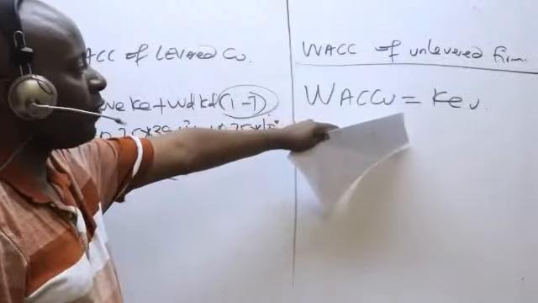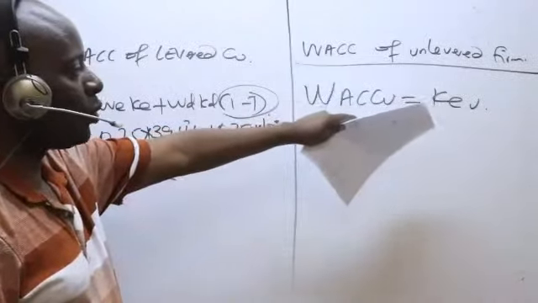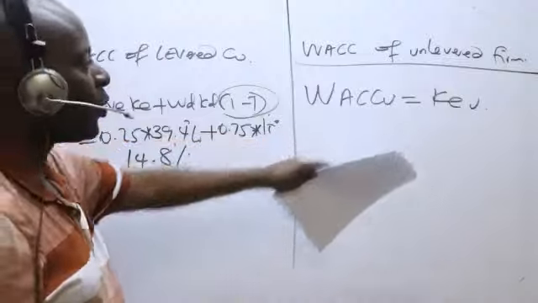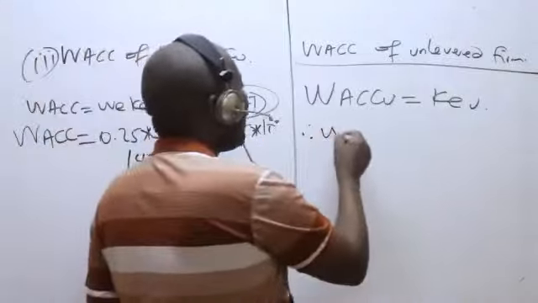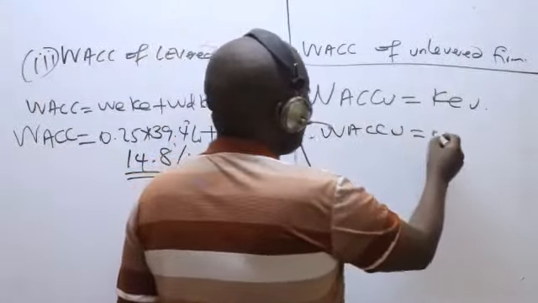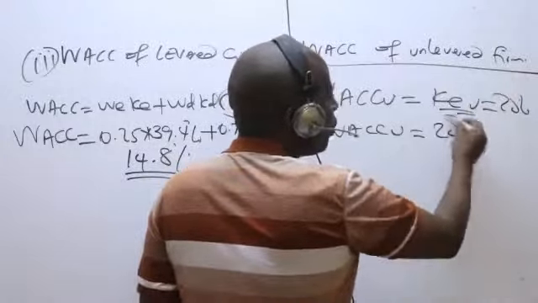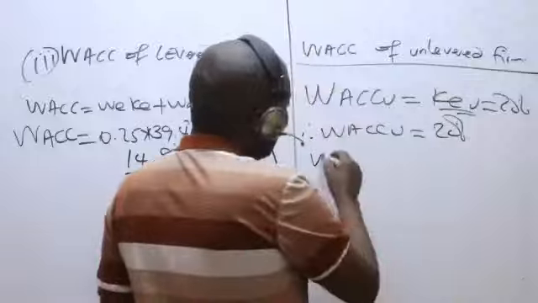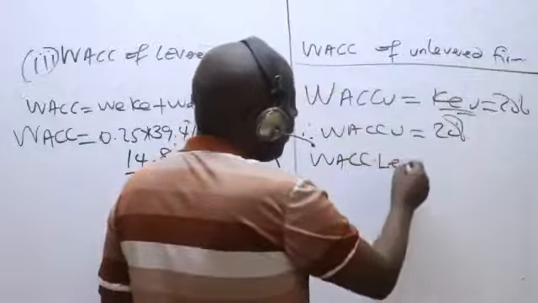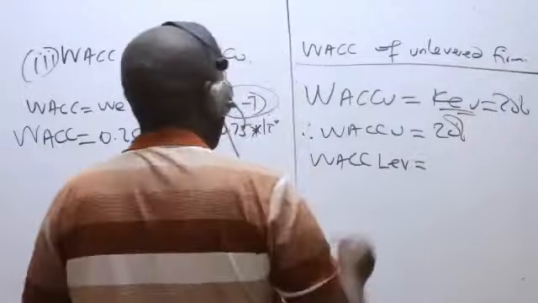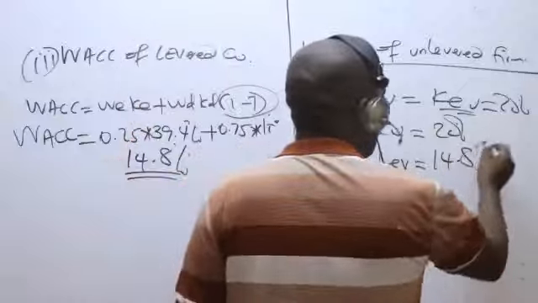WACC of unlevered firm equals cost of equity of unlevered firm. So therefore, our WACC of the unlevered firm, if you remember, our K was 20%. So it was 20% here. And our WACC of a levered firm has really reduced. It's now 14 point.